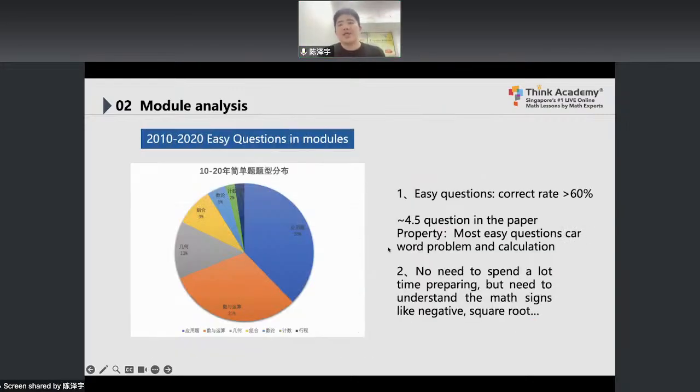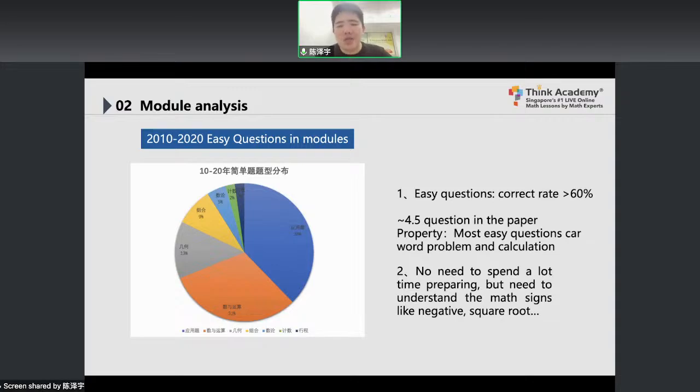Okay, so the easy questions, the correct rate is above 60%. So we look at all the easy questions in the past 10 years. There are around 4.5 easy questions in the paper. The property of these questions is that most of the easy questions are about word problems, the average problem, and calculation, fraction calculation.